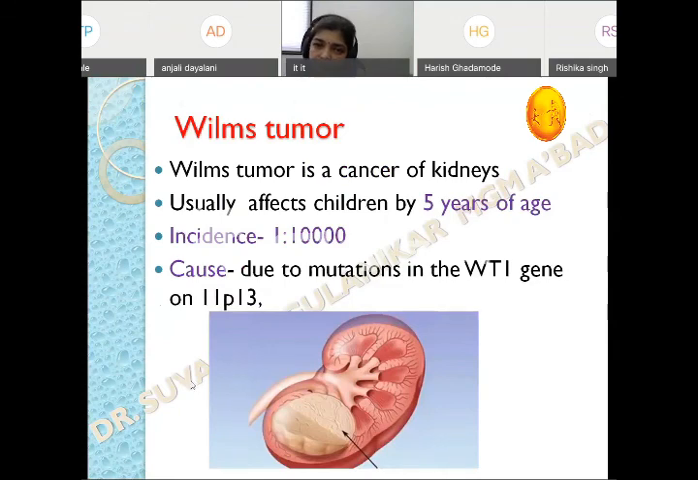And this is the last one, the congenital Wilms tumor, which is a cancer of the kidney seen in children. Wilms tumor, which is a malignancy, is seen in children up to 5 years of age. Incidence is 1 in 10,000. And what is the reason? The reason is mutation in the WT1 gene on chromosome 11p13. So this is Wilms tumor.